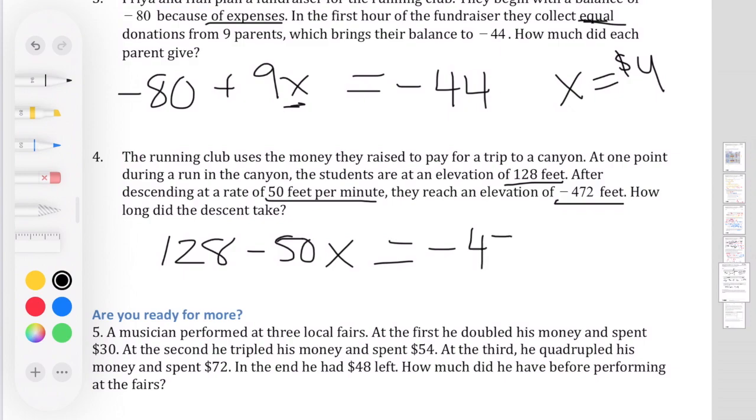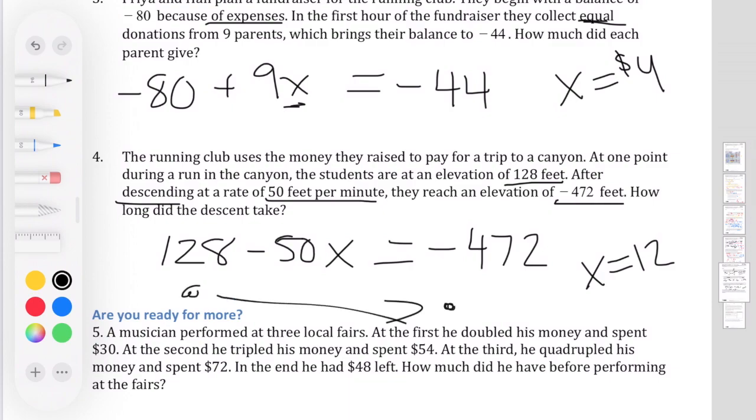Well, the opposite of adding 128 is to subtract it from our left side, and do it to both sides. Then you'd have to divide that number by negative 50 feet per minute because we're descending. That's why it's negative. And then you would find that they're going to take 12 minutes to go from 128 feet down to negative 472 feet. So it would be 12 minutes right here.